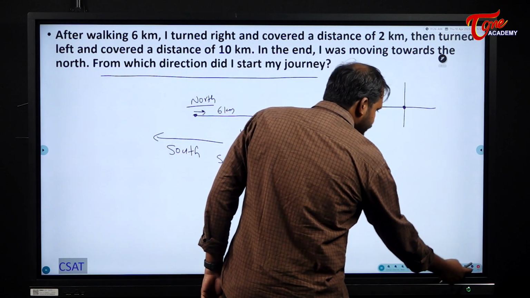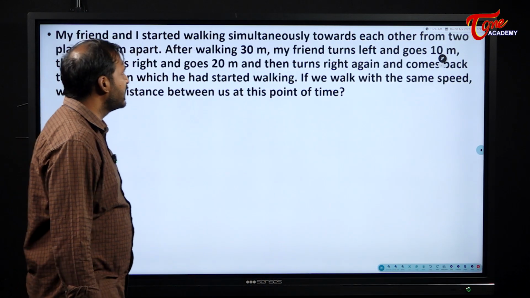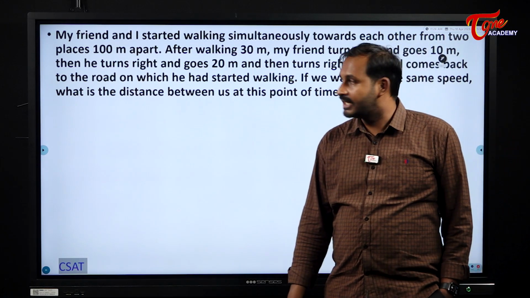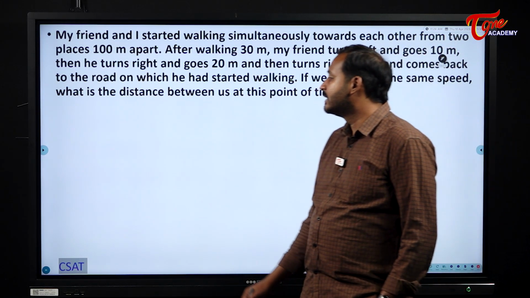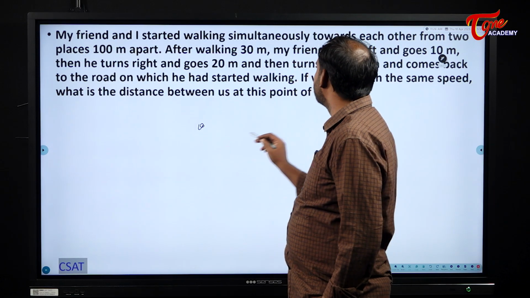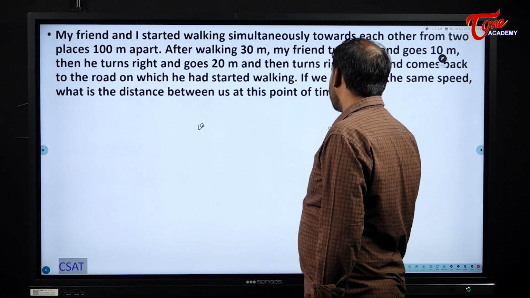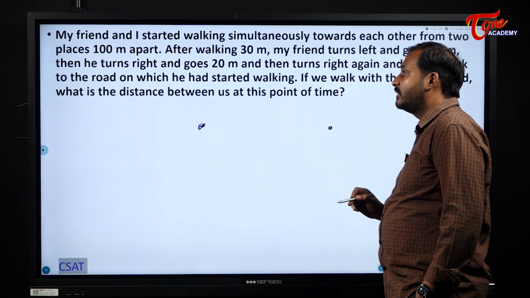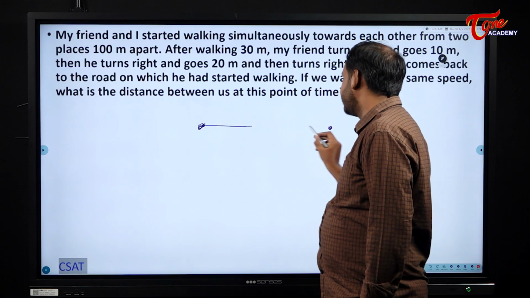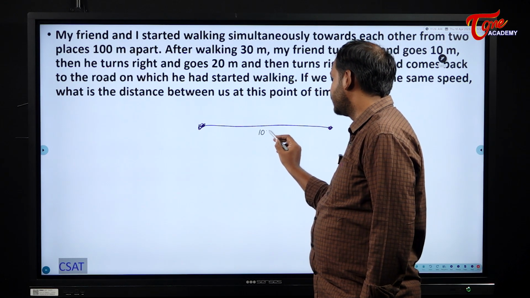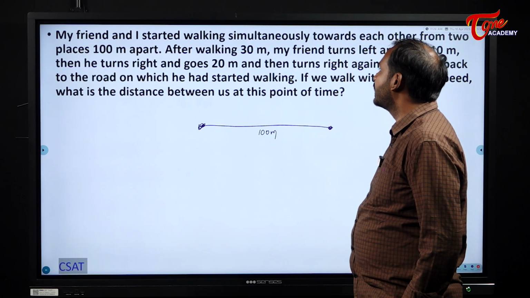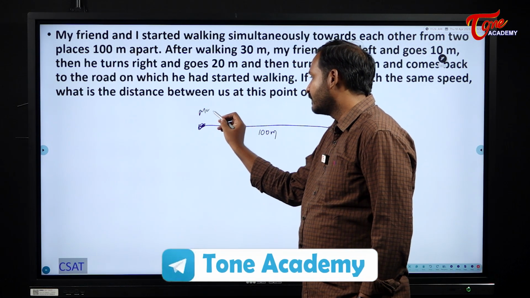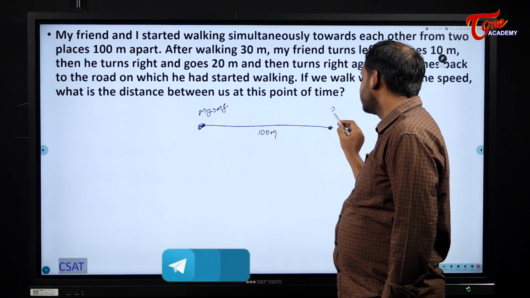Now next one. My friend and I started walking simultaneously towards each other from two places 100 meters apart. Assume that these are the 2 points. That means the distance between these 2 points is 100 meters. After walking 30 meters, my friend turns left. Assume this is myself and this is my friend.